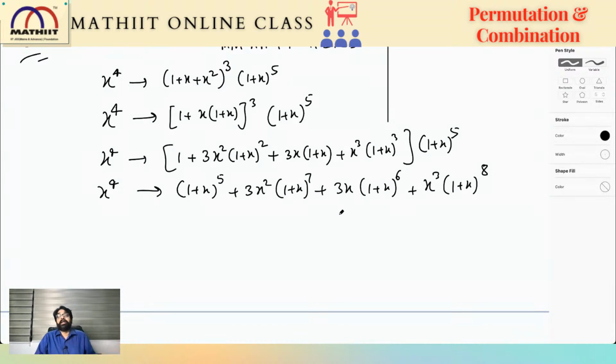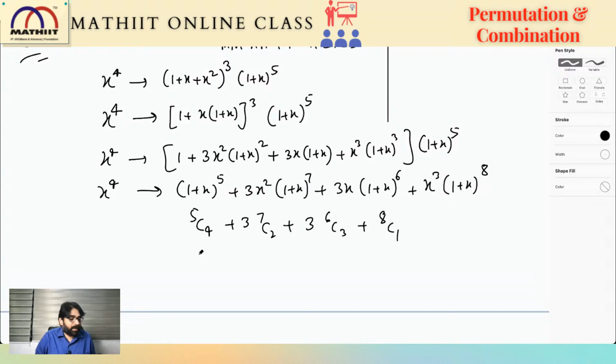I cannot ignore any term because I want x power 4. So x power 4 from here, 5C4, plus here 3 anyhow is there, x square already there, so this has to provide only x power 2. So we'll say 7C2, plus 3 already there. This has to provide 3, so 6C3, plus 3 is there. This has to provide only 1, so 8C1.